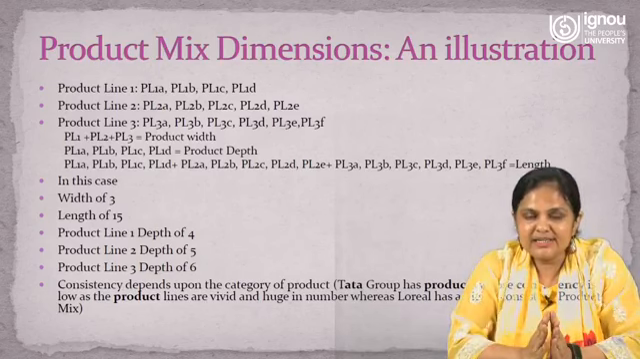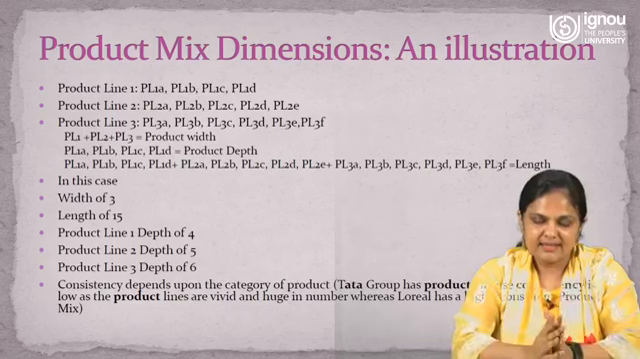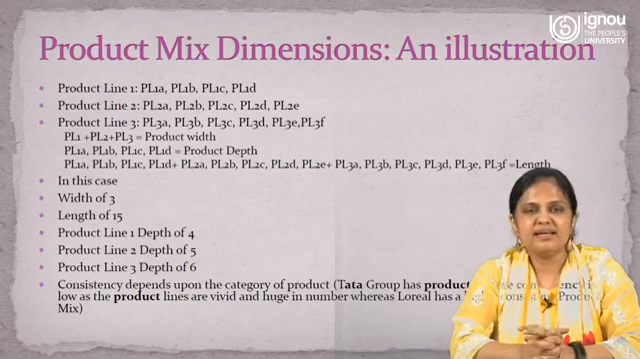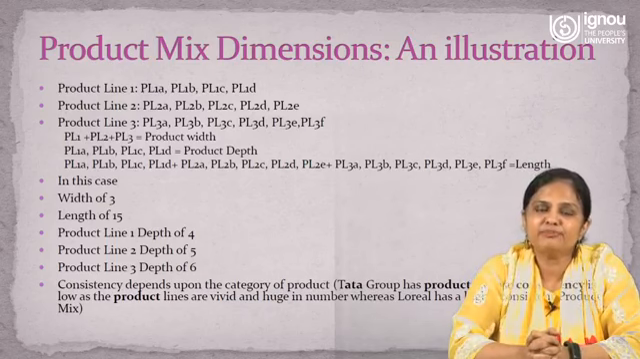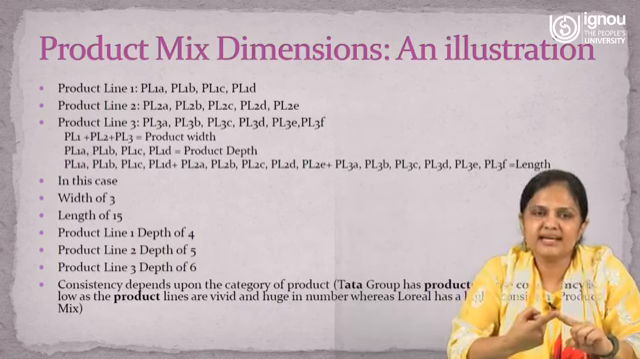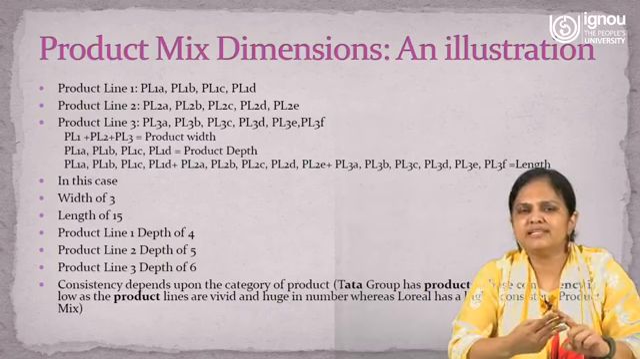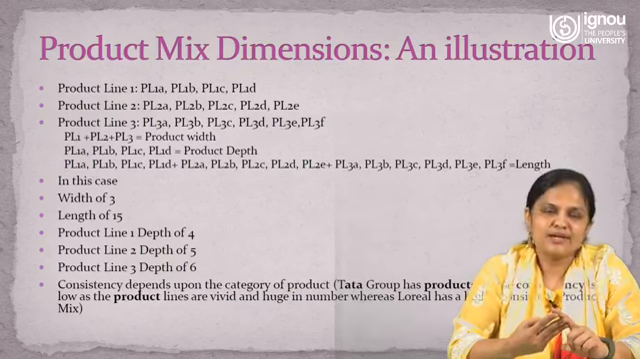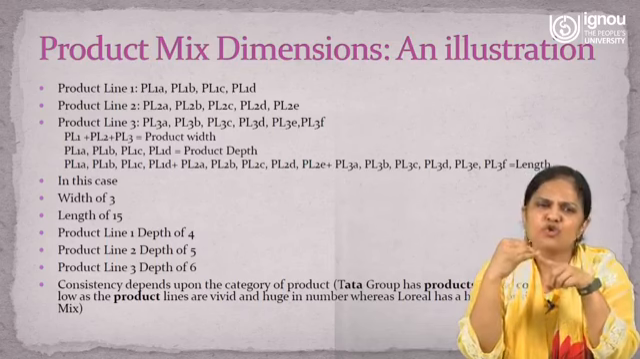If we try to see the product mix dimensions again through an example, suppose there is a company XYZ Limited, and XYZ Limited is offering 3 product lines. So product line 1 may be body care, product line 2 may be cosmetics, and product line 3, say for example, food items, right. In product line 1, in body care, suppose they are offering soap.